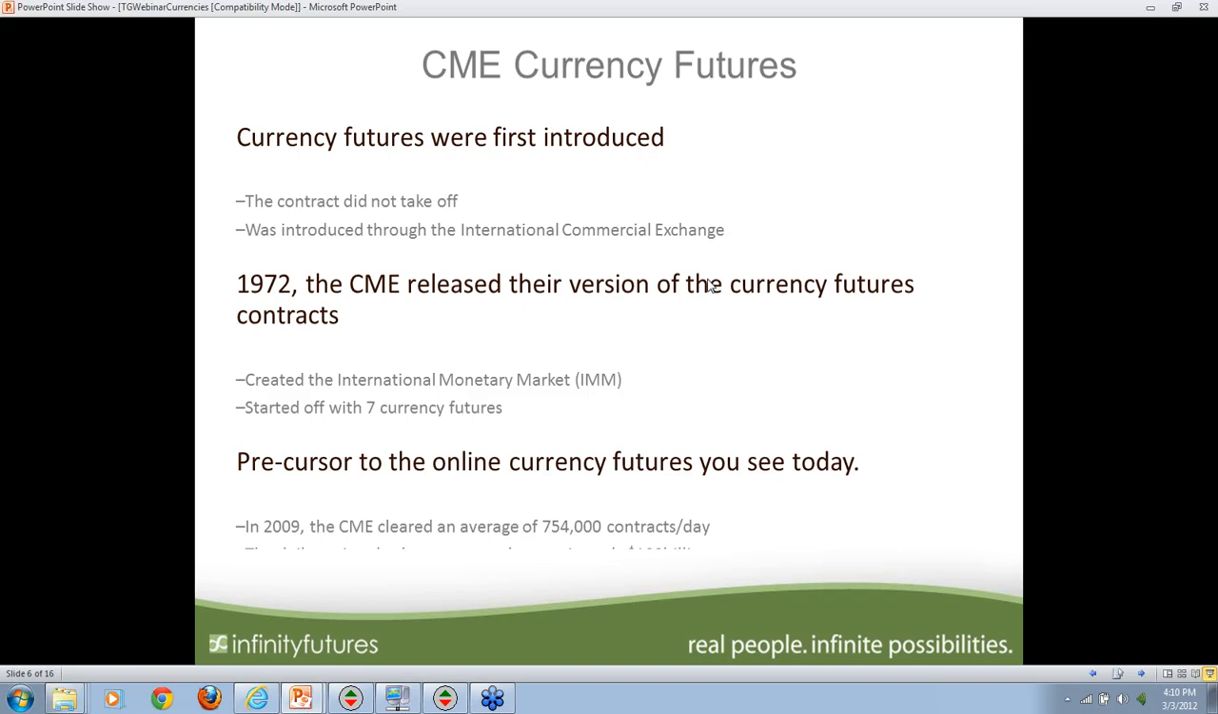Then in 1972, the CME released their version of the currency futures contract, and at the time they created the International Monetary Market, which is one of the badges you still see people trading with on the floor today. It started off with 7 currency futures and became wildly successful. To date, there are 54 different currency futures available with the CME. Not all of them are extremely liquid, and I really wouldn't... Oh, sorry, there's a question.